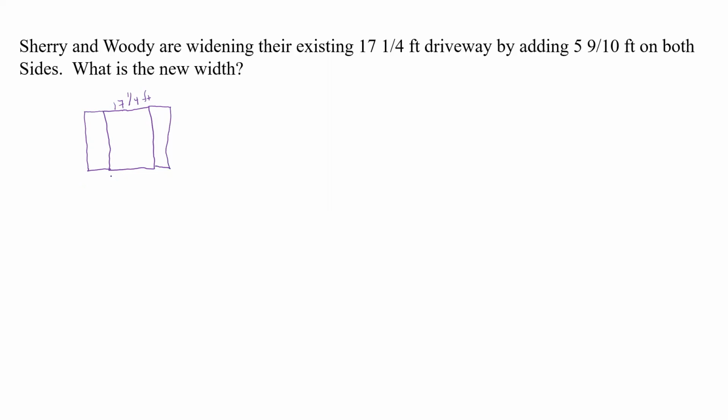Still can't draw straight lines even on here. All right, and both of these pieces, this one and this one, are 5 9/10 feet. This is 5 9/10 feet. All right. So now what we want to know is, what is the new width? So we're taking this piece here, plus this piece here, plus this piece here. And so we're just going to have 3 things to add together instead of 2 like we've been doing. So if we take 17 1/4 plus 5 and 9/10 plus 5 and 9/10, and we line them all up. That's what we're going to have.